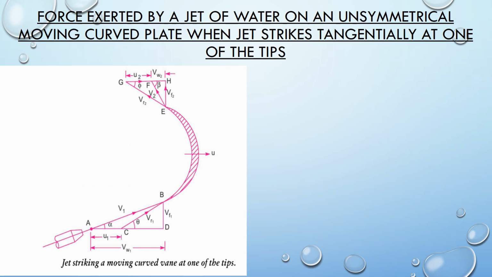In this case, there is movement of the plate, and the velocity with which the jet of water strikes is equal to the relative velocity, as we have seen in the last video. Also, the plate is moving in a different direction from the jet. So the relative velocity at inlet will be equal to the vector difference of the velocity of the jet and the velocity of the plate at the inlet.